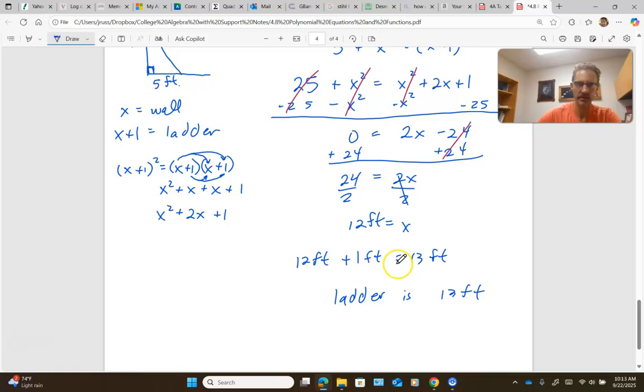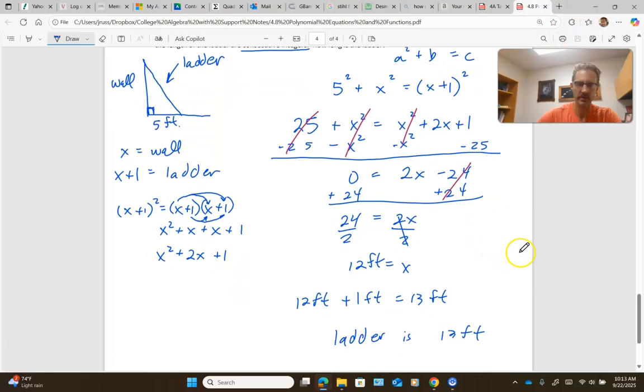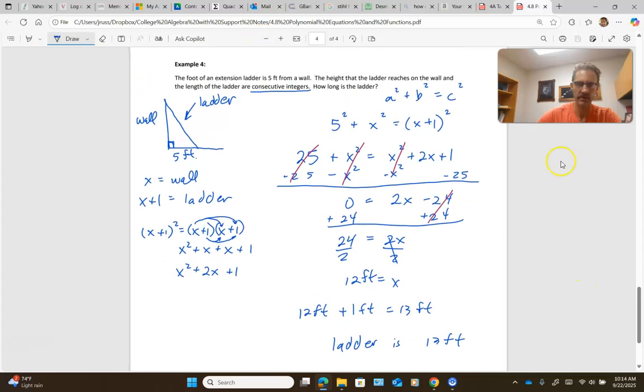So be careful on this, guys, and pay attention to what the question's asking for. You'll come up with a value for your variable, but that variable may not represent what the question's asking for. You may have to go back and substitute to find that other unknown value. But anyway, you're going to see this specific problem 2 or 3 more times throughout this course.